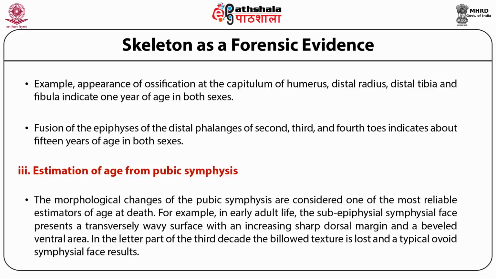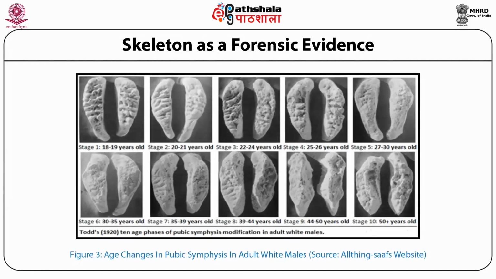Toward the end of the fifth decade, a narrow beaded rim develops on the margin. During the sixth decade, erosion of surface and breakdown of ventral margin begin to modify the configuration of the symphyseal phase. Figure 3 reflects the age changes in the pubic symphysis in adult white males.